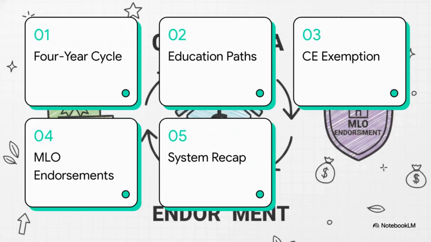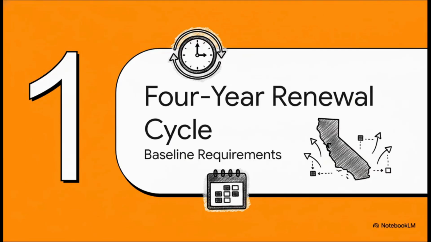Here's our roadmap for today. We'll be covering the 4-year renewal cycle, continuing education paths, the CE exemption rule, understanding MLO endorsements, and then we'll wrap up with a system recap and comparison. Let's jump right in. All right, Section 1, the 4-year renewal cycle.